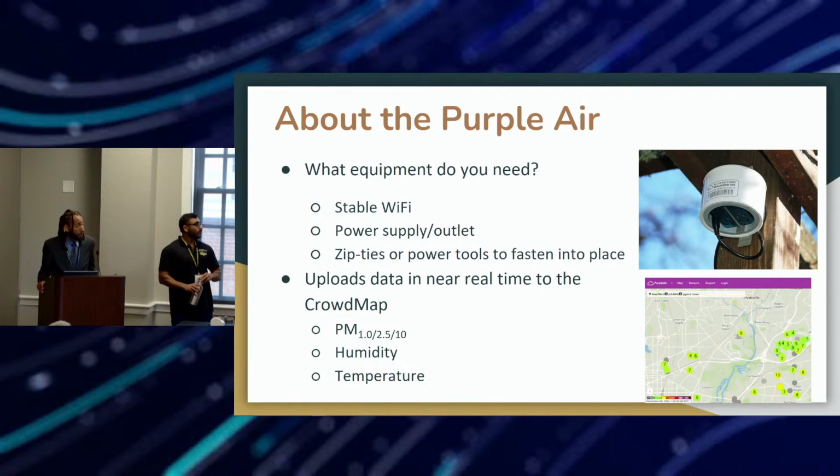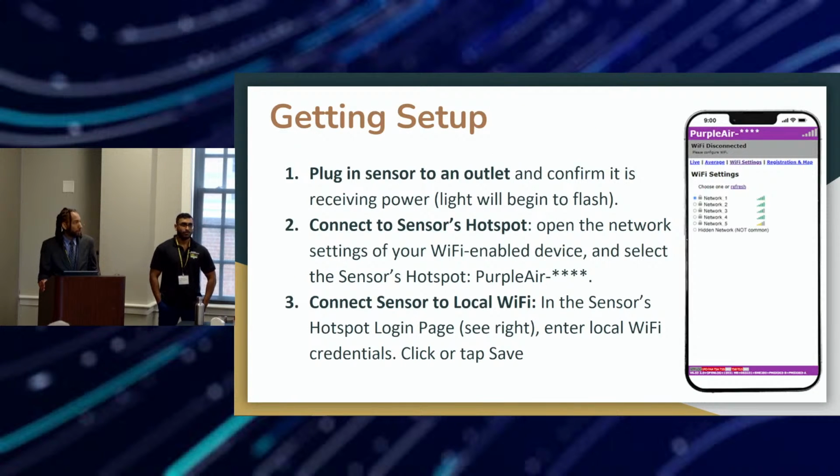I talked about how you have to have a stable, strong Wi-Fi connection that reaches out to the point of the installation. You also have to have a power supply as well as some type of outlet, or you can run an extension cord from inside, whichever works depending on the application. And then either a zip tie or a screw to fasten it into place. So once you've done that, then you just pull up the PurpleAir on your phone or on your computer. It'll say PurpleAir and then the last 4 digits of the serial number. Once you click on that, you can connect it to your local Wi-Fi source. It has to be a Wi-Fi that has a password on it. That's one thing that I've learned in the field the hard way.